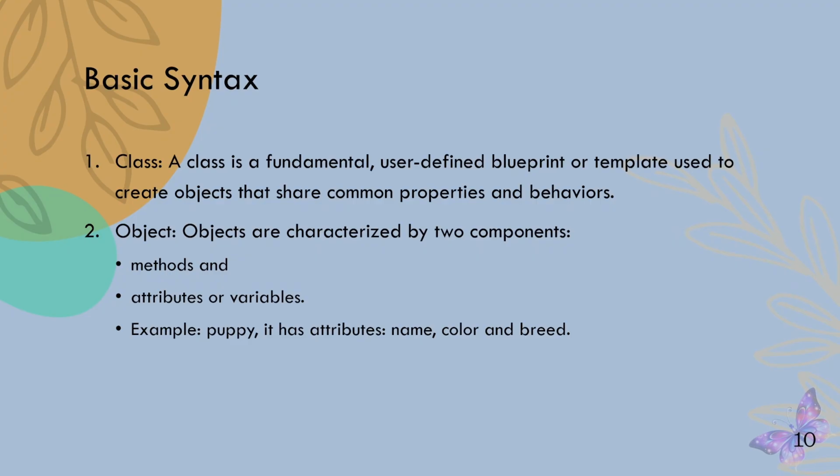Second is object. Objects are characterized by 2 components. One is methods. Basically in Java, we call functions methods. In other programming languages, they call them functions, but here in Java, we call them methods. And second, attributes or variables. What are attributes? For example, a puppy has attributes like name, color, breed. Those are attributes.